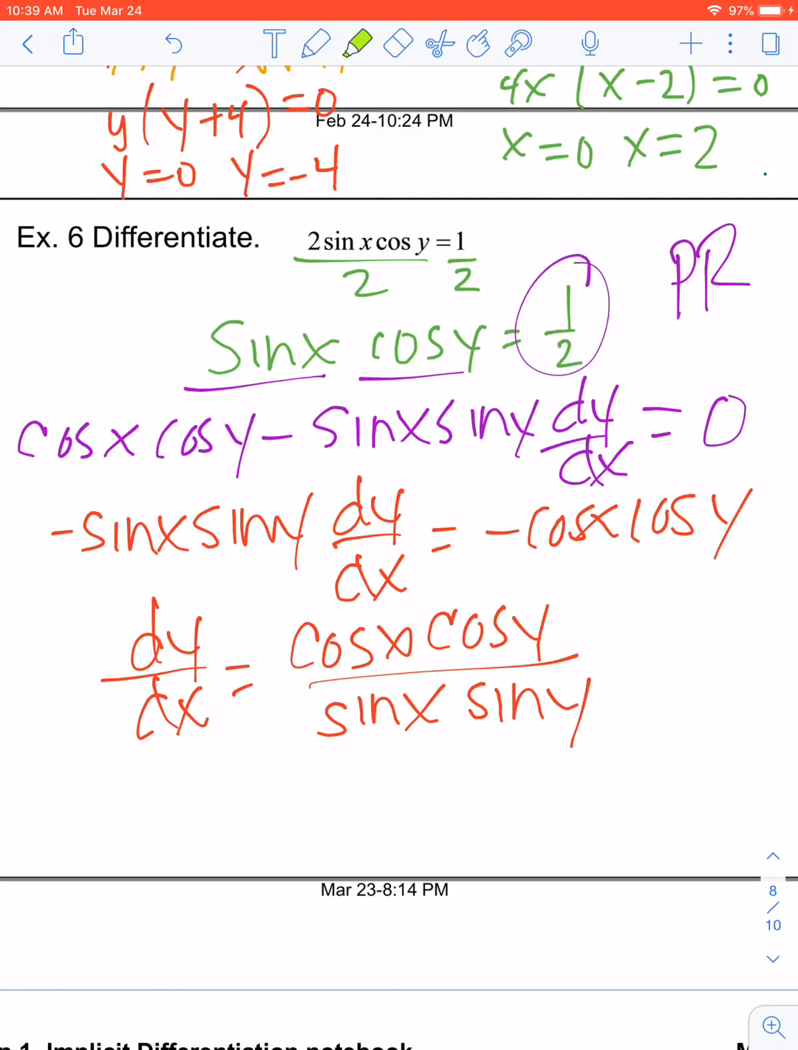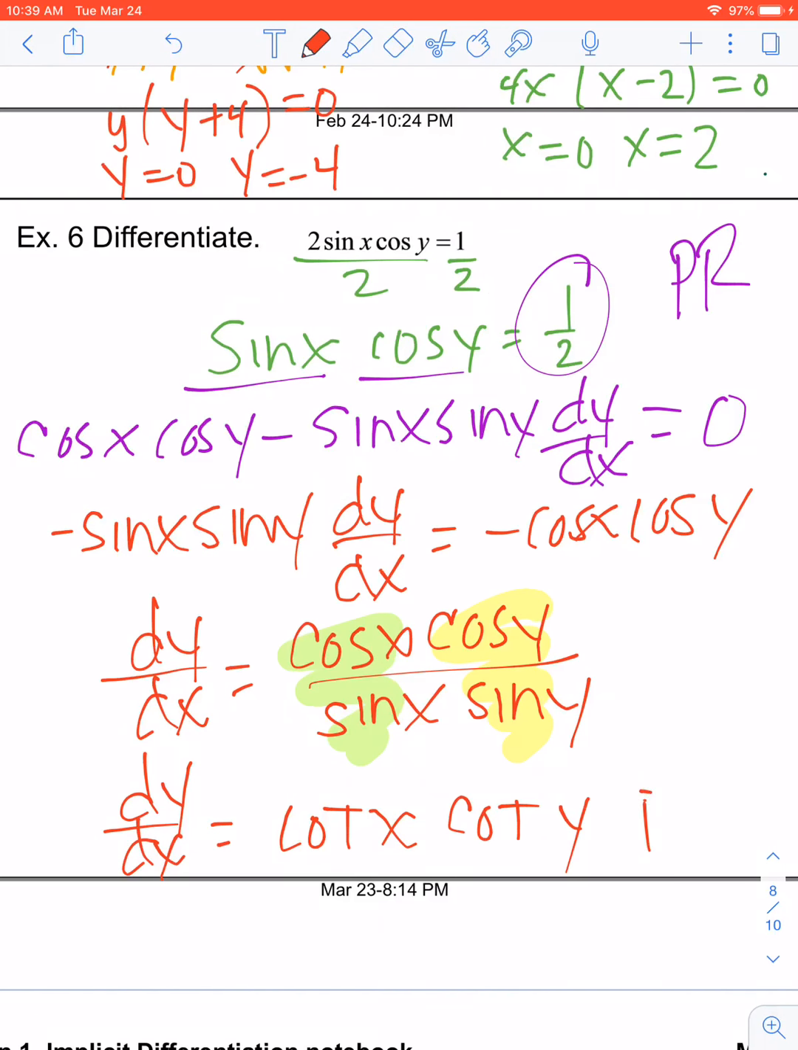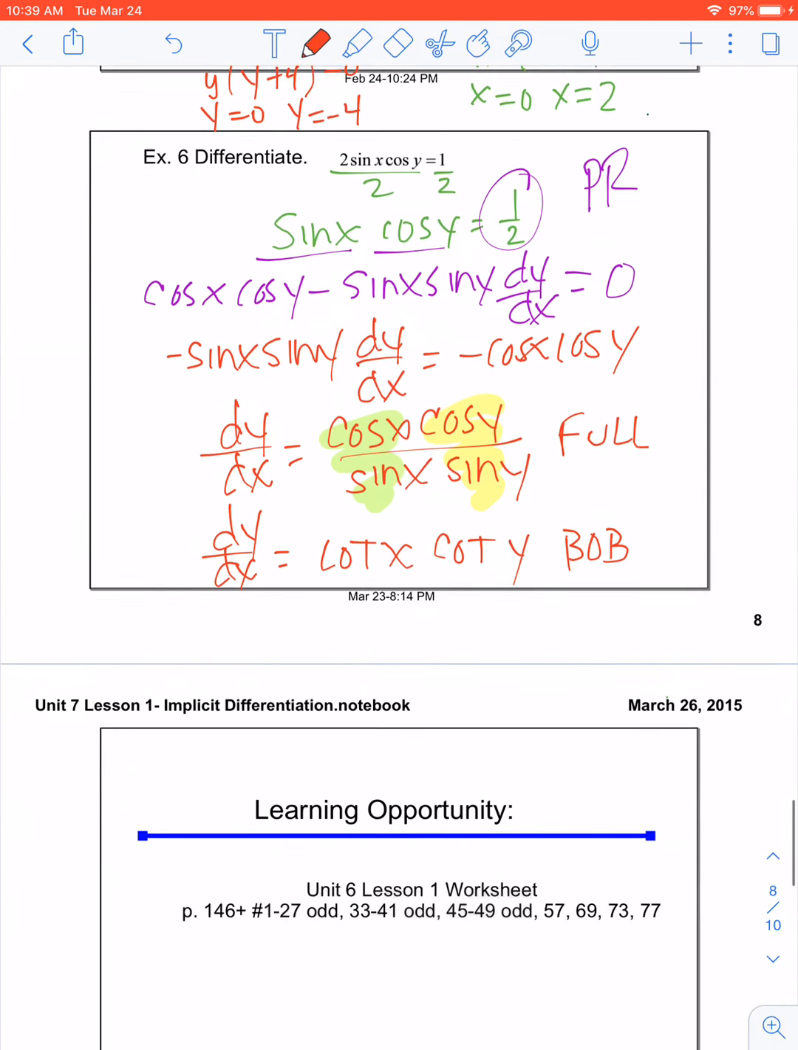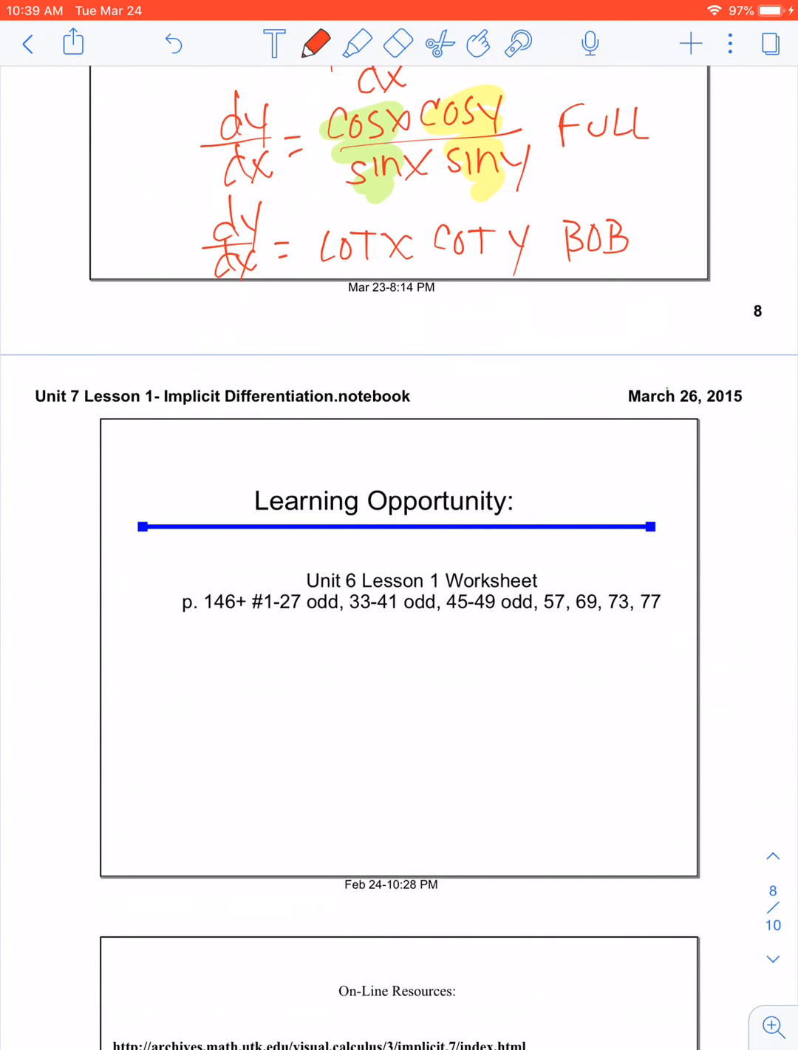But what do you think Bob's going to do? Bob's going to look at it and partition it this way and this way. So obviously, if you wrote down cotangent x, cotangent y, that's equivalent. So again, full credit for Nop. Bob probably would have written them as cotangents. Congratulations, you did it. You survived your first e-learning lesson.